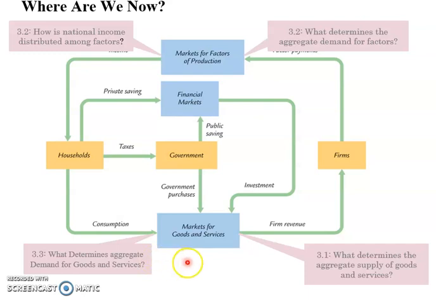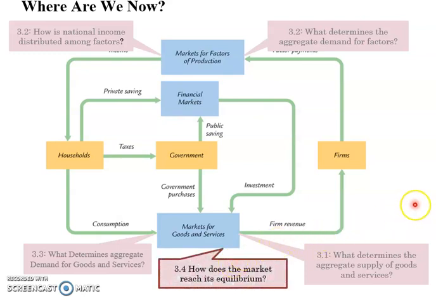Alright, so in this next section, what we will do is finally put the supply and demand for goods and services together and talk about how the market reaches its equilibrium, how the markets for goods and services clear. So that's what we're going to do in this video.